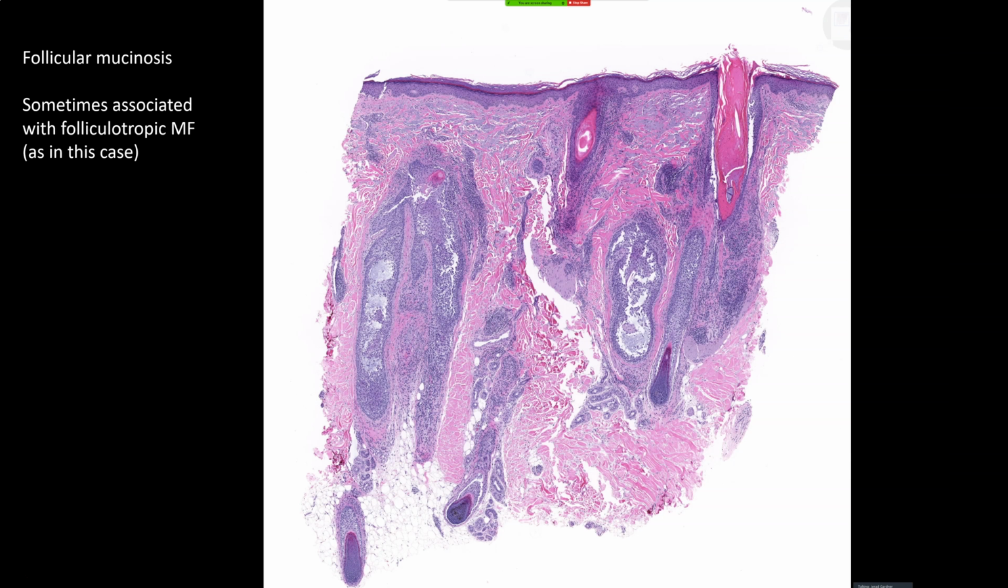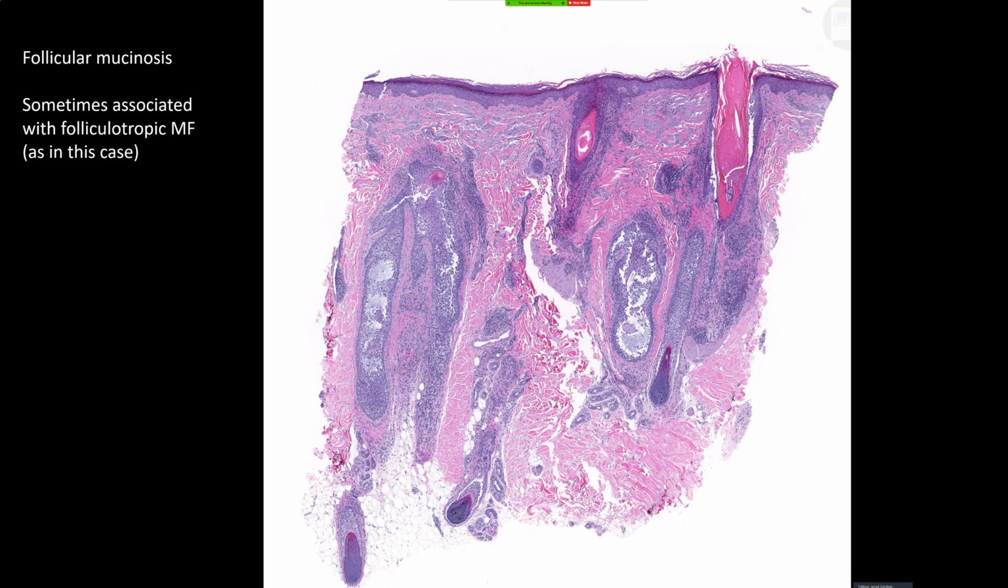All right, and here's another case of folliculotropic MF, and this one came with expansion of the follicles, and they're filled with blue mucin, and so this is called follicular mucinosis, which oftentimes, but not always, goes along with mycosis fungoides, either regular MF or folliculotropic MF. Sometimes you can have follicular mucinosis without mycosis fungoides, either as a reactive phenomenon or an idiopathic finding.